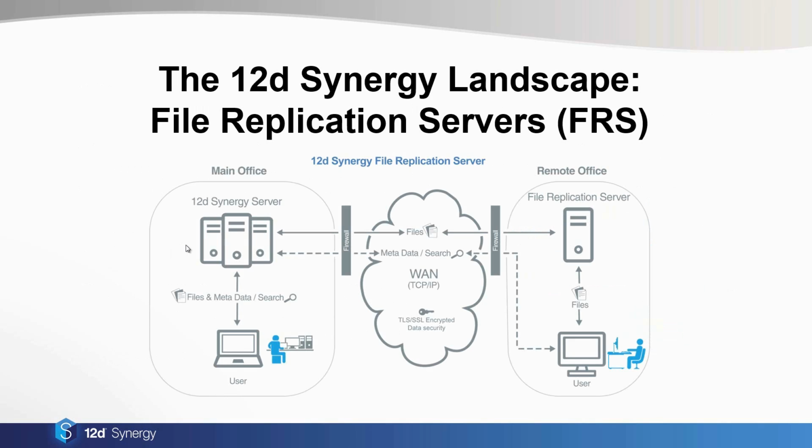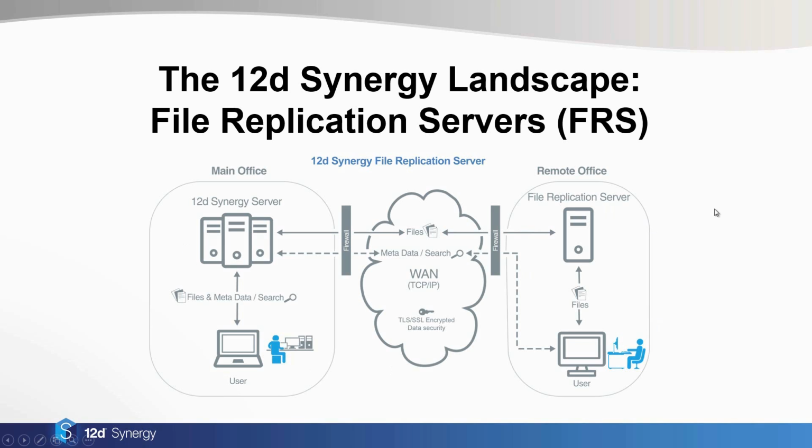So the 12D Synergy landscape with file replication servers is a little bit different. Everybody still connects to the centralized 12D Synergy server for all their metadata or informational needs to list which files are available, which 12D model projects are available, who has made what changes, to search for information, and all that sort of stuff. But this doesn't take up much bandwidth. It's actually very quick to access that sort of information. All that heavy load is really in the file transfer.